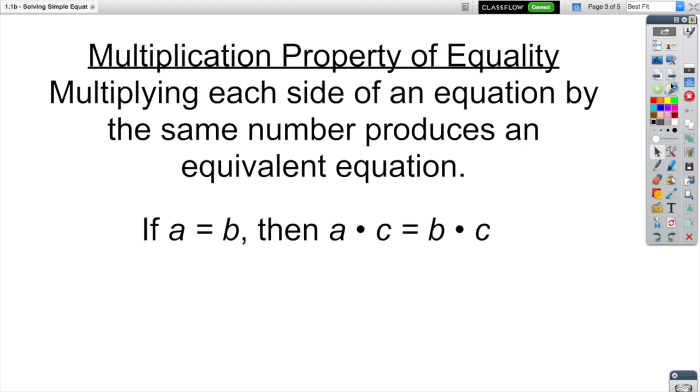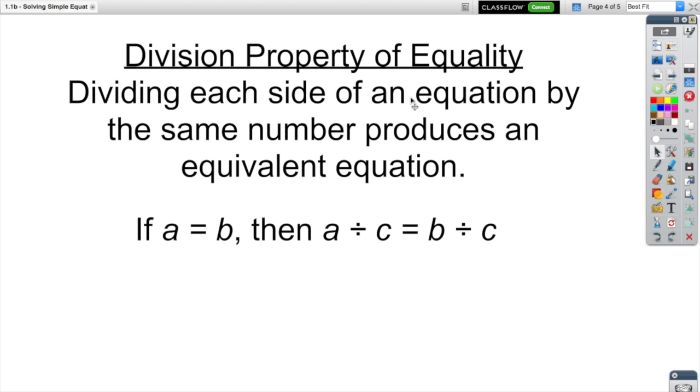Now the same thing goes for the examples we just did. We were using the division property of equality, that dividing each side of an equation by the same number produces an equivalent equation. So if A equals B was my original equation, then if I divide the left side by some number C, as long as I do the same division on the other side, my equation is still equivalent. And so these are the properties we're going to use today.